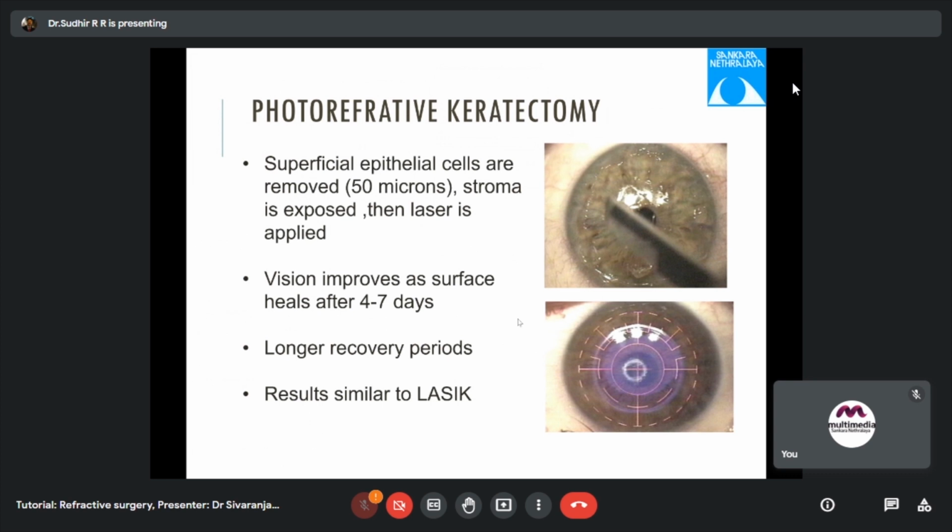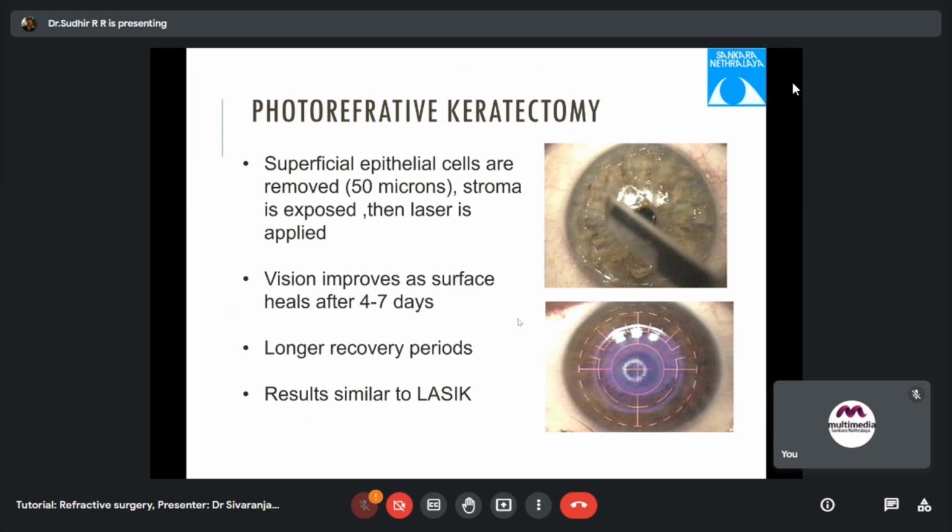So why do we need to use all these procedures? When you remove the epithelium, what is the goal of removing it? The laser delivery is done on the stromal bed, so we want the stroma, the anterior stroma, to be treated. So that's why we remove the epithelium.